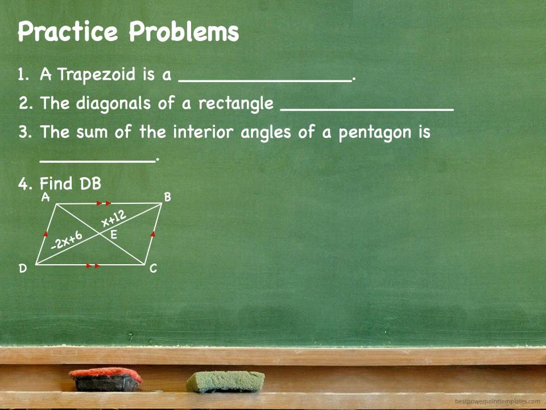A trapezoid. If we stop and think about it, think about your quadrilateral tree. Your trapezoid fell under your quadrilateral. So a trapezoid is a quadrilateral because it is a four-sided polygon. So it is a quadrilateral.